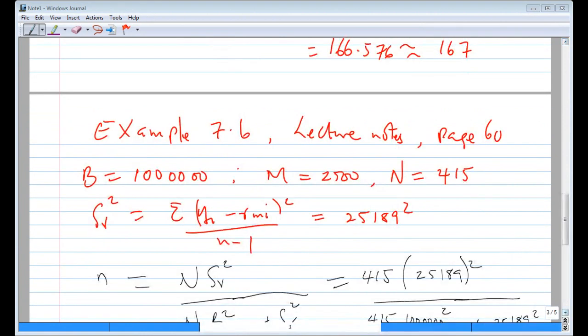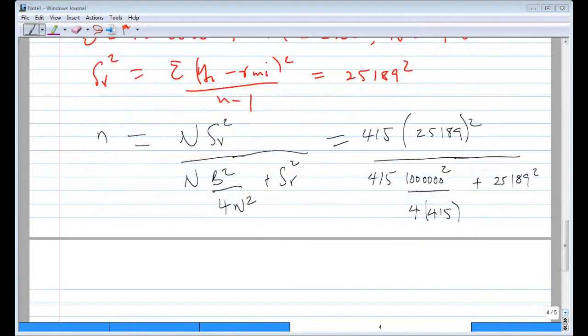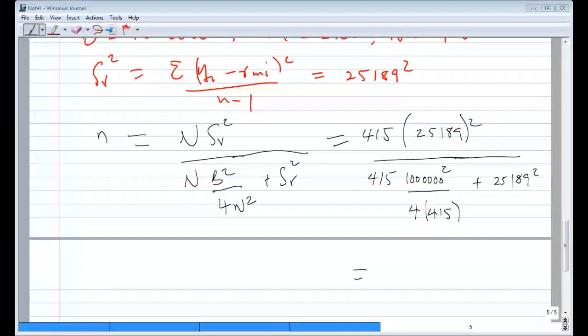Can you please find the answer for us? M is known, so that is the formula that we have to use. Substitute, then give me the final answer.